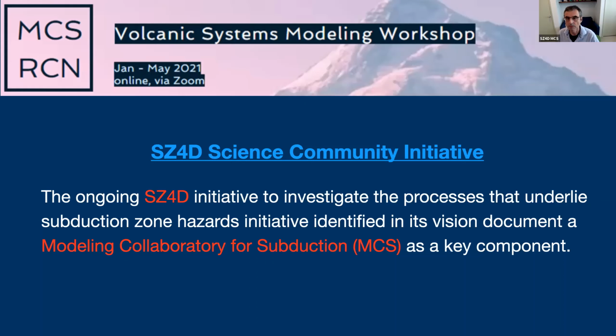That underlie subduction zone hazards and identify produce a document for a SZ4D vision, and a preliminary document produced a couple of years ago identified a modeling collaboratory for subduction as a key component.